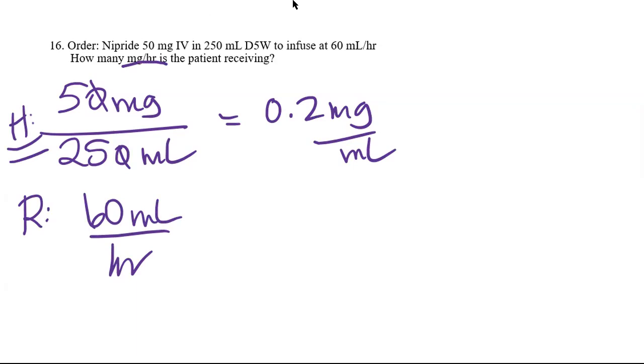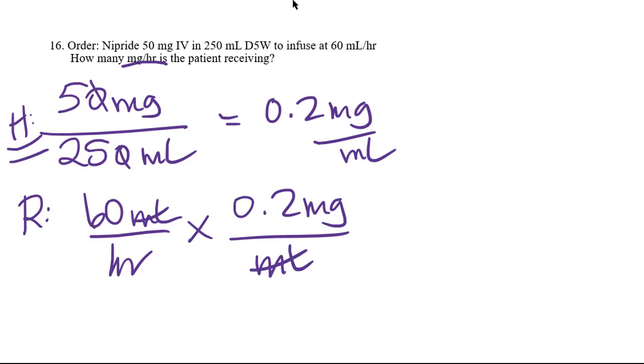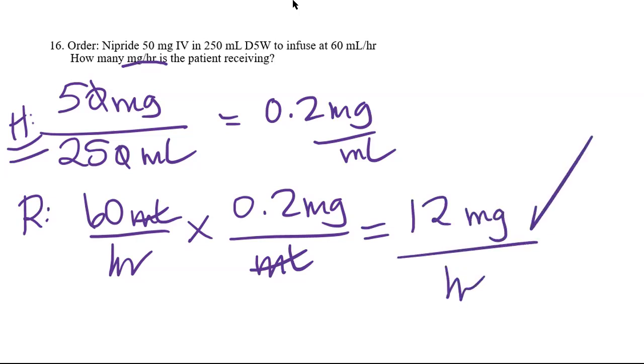So that's an easy one too. We just take the rate, milliliters per hour, and multiply it by milligrams per mL. We don't even have to do this shortening, which I did here, but it's okay. 0.2 milligrams in 1 milliliter. We cross out milliliters, or we could do 50 over 250. It doesn't matter. They'll come out to be the same. 60 times 0.2 is going to be 12. So that's 12 milligrams per hour, and that's the correct answer.